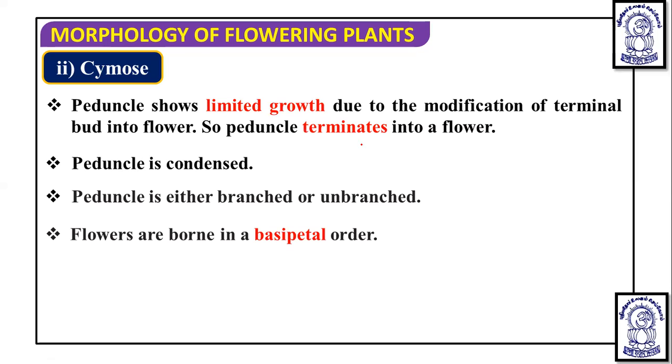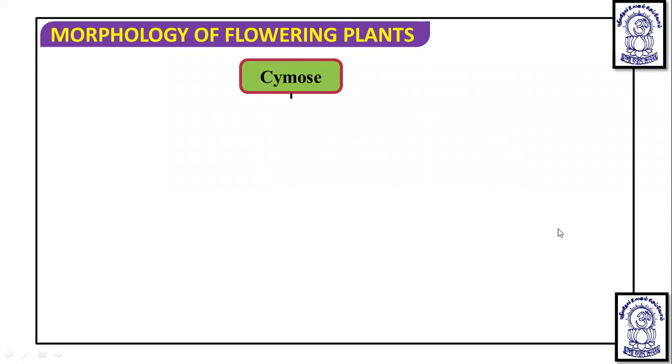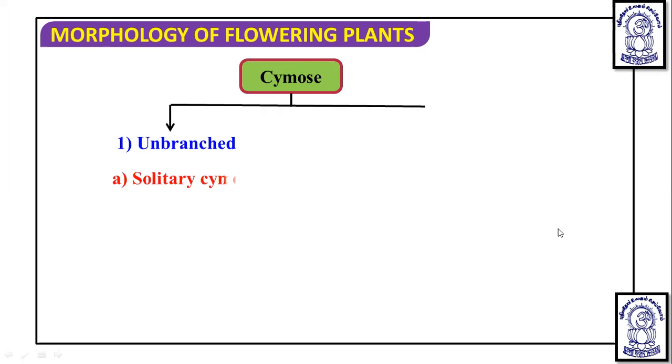And if it can say that it is a basipetal order or in a centrifugal order, also these particular flowers are seen to be arranged. If we see cymes in detail, in cymes you will see that there are two types of inflorescence.